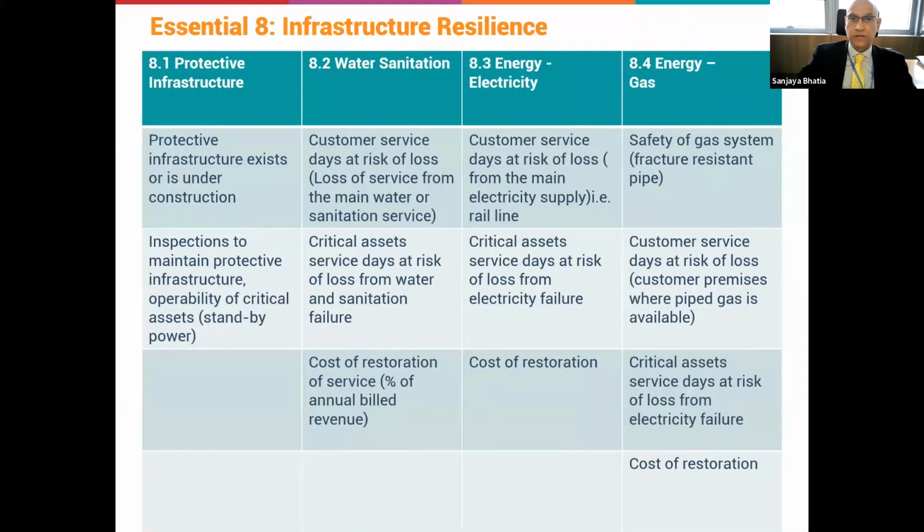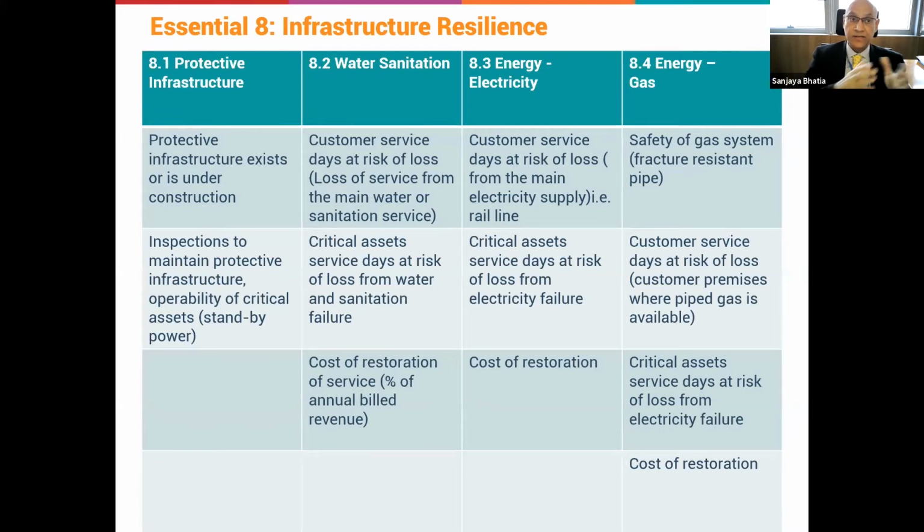Now, the scorecard is divided into 10 essentials. So these are 10 essentials that a city needs to adopt. Essential 8 is for infrastructure, and it covers all these kinds of areas: water, energy, electricity, gas, and firstly it looks at the disruption of services, so customer days at risk of loss. So for example, if there is a hurricane or a cyclone, how many days or how many hours the electricity is cut off. Similarly for water or others.